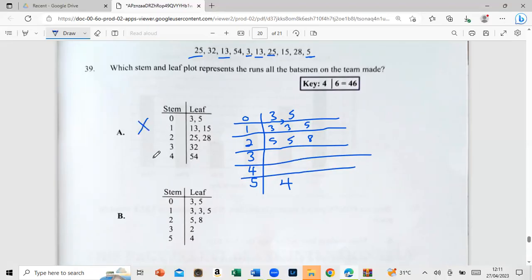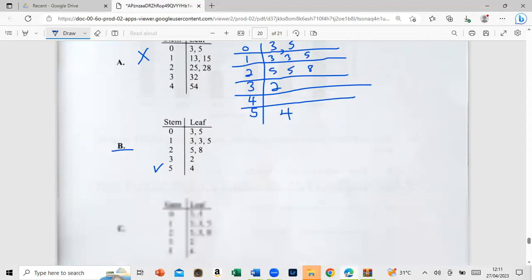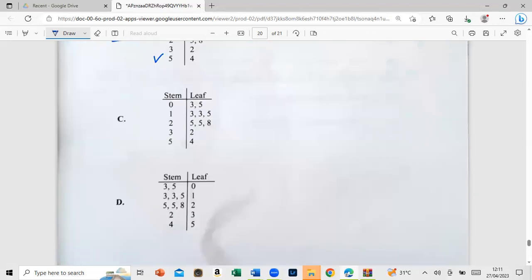I don't see the answer yet. This 3, 3, 5, 5. Oh, yes, it's 32 there. I missed it out, guys. This is the correct answer. I didn't see the 32, so my apologies. That will be B. But that's a very nice question.